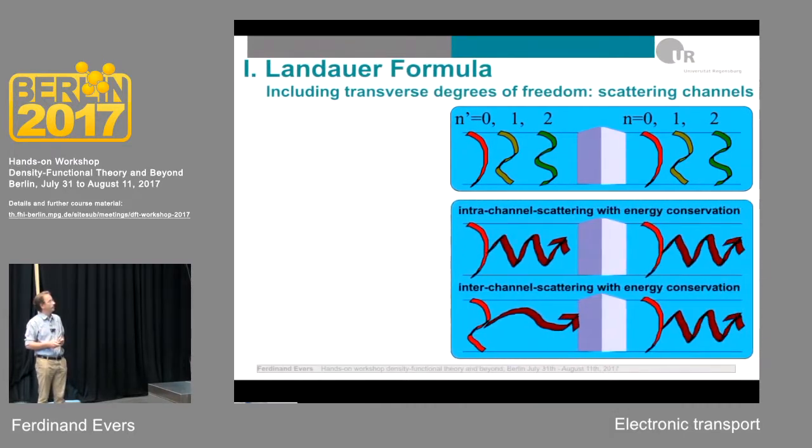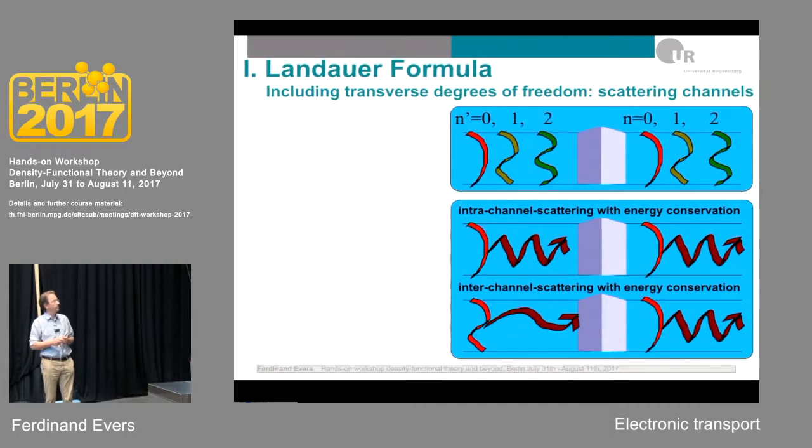That then leads to a simple modification. So now we can have scattering scenarios in which I come in with a certain wave number and a certain nodal quantum number here. Here it would be, for instance, 0. And then I can be transmitted into another state that has the same nodal quantum number, or I can be transmitted into a state that has a different nodal quantum number. Same thing with reflection. So now my transport formalism needs to take this into account.